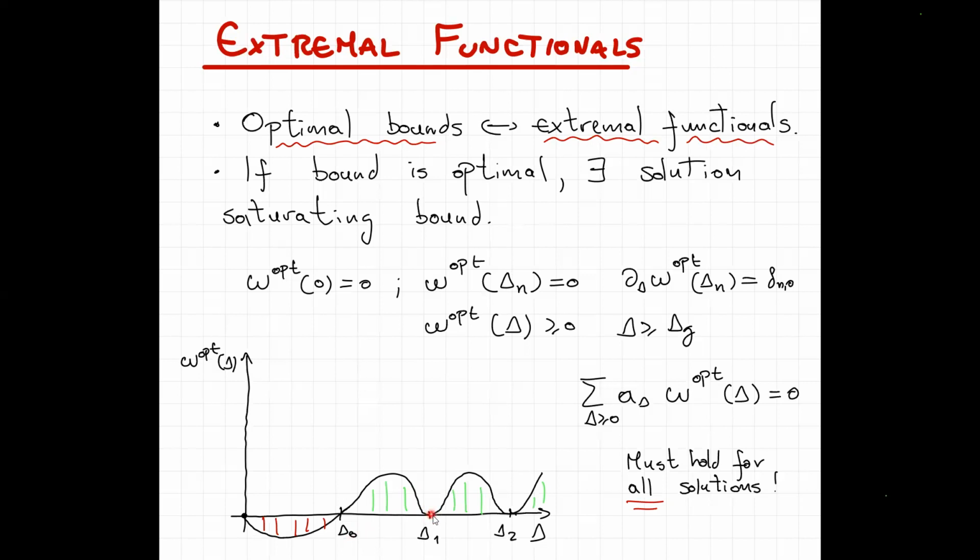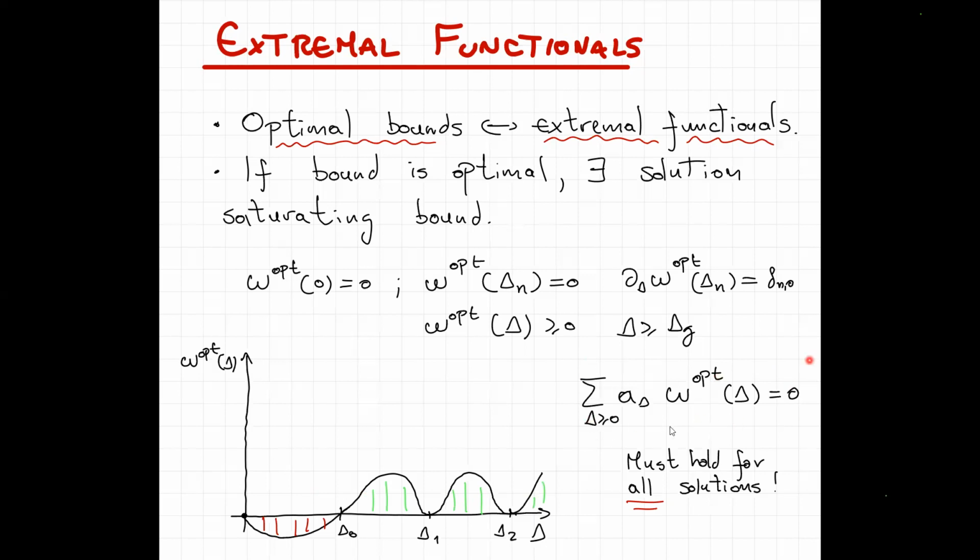And on these special values, delta one, delta two, so that the dimensions that make up the optimal solution, it will have to be zero, okay? So there is a relation between the optimal functional and the optimal solution. Nevertheless, once you found this functional, you can act with this functional on any crossing equation that you want for any CFT. And so it will lead to an equation of this form, which has to be true.